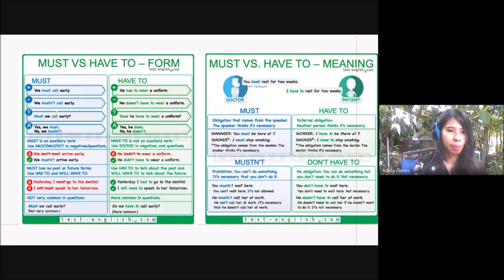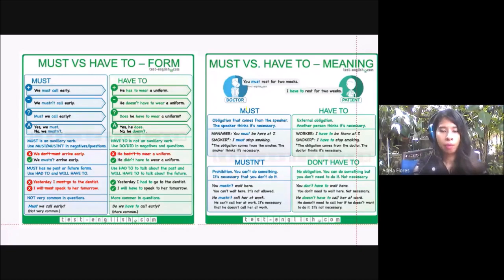Question form se puede usar en question form, acá está, pero no es muy común. Es más común que usemos solamente la forma de el have to para preguntar. Y have to, como no es auxiliar, sino que sí es un verbo, entonces sí tiene todas sus formas, de pasado, presente y futuro. I had to go to the dentist. I will have to speak to her tomorrow. Okay? So we have all this. Now, ya vimos diferencia que must not es una prohibición y don't have to es solamente que no es obligatorio.